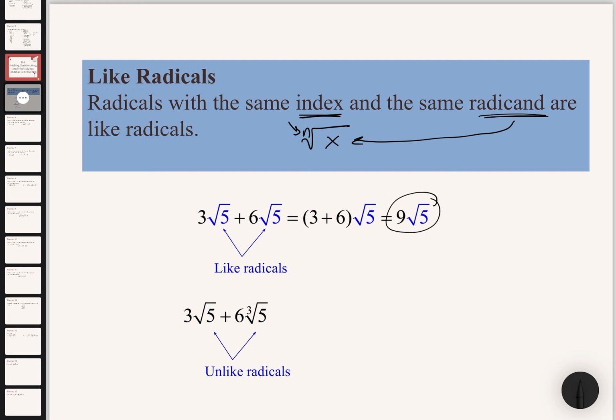But down here, these are unlike radicals because this one has a little hidden 2, and this one has a 3. They don't have the same index. I cannot combine those. That statement right here is as far as I can go. It's going to have to stay as 3 rad 5 plus 6 cube root of 5, okay?